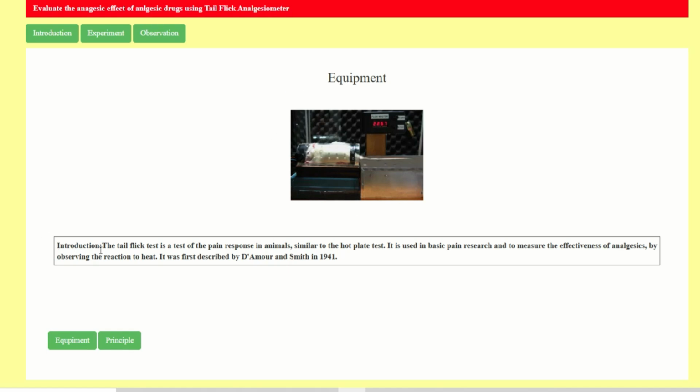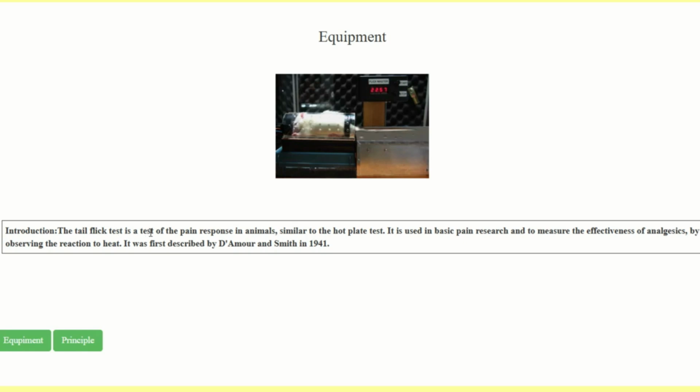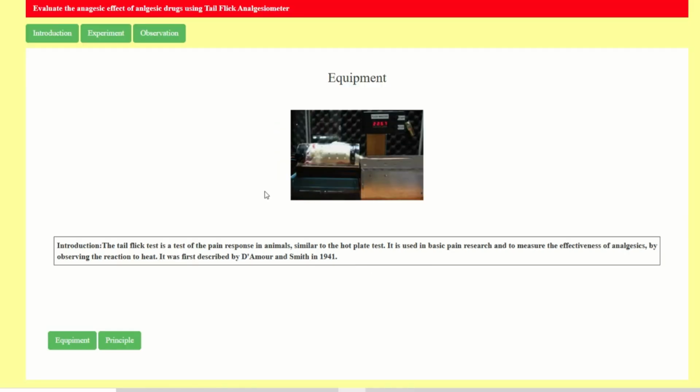Now we will see the introduction. The tail flick test is a test of pain response in animals, similar to the hot plate test. It is used in basic pain research and to measure the effectiveness of analgesics by observing the reaction to heat. It was first described by D'Amour and Smith, 1941. So now we have seen a little introduction about the equipment.